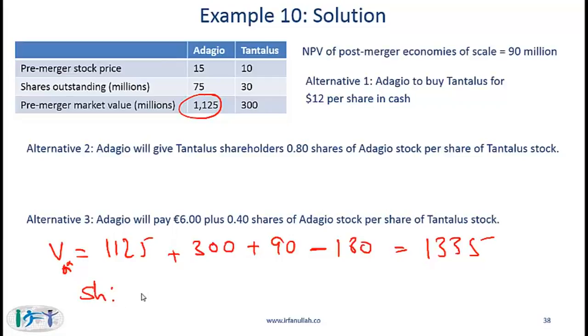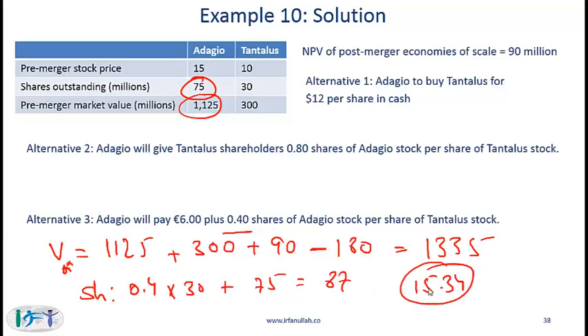How many shares are issued in this particular case? 0.4 into 30. So the total number of shares will be 0.4, which is our conversion ratio, into 30 plus the original 75 million. So this will give us 87 million shares. What is the share price in this case now? It is 15.34.